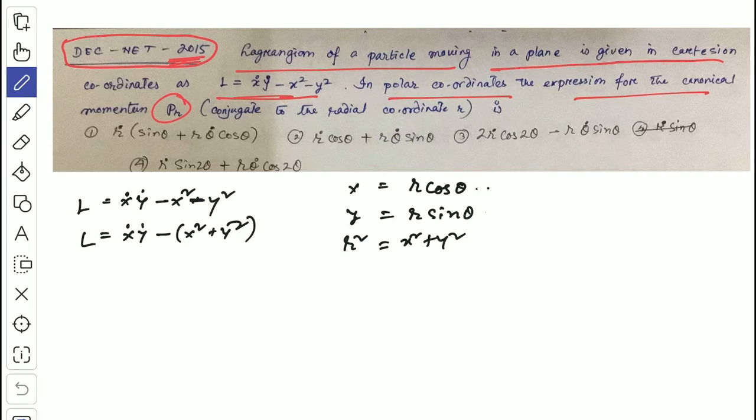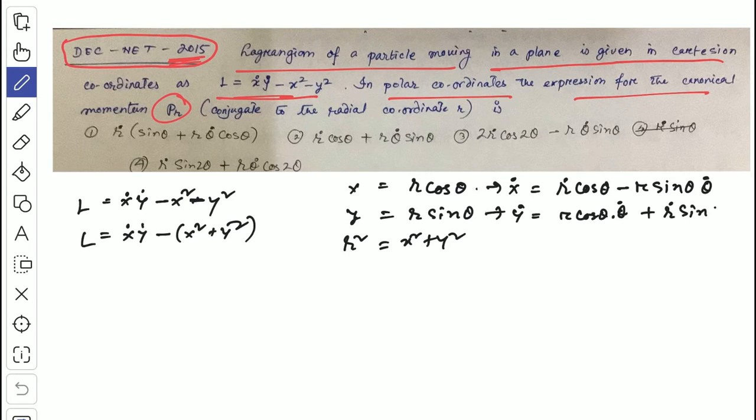Now if you find x dot from this equation, then what will you get? x dot will be equal to r dot cos theta minus r sin theta into theta dot. And from here you will get y dot is equal to r cos theta into theta dot plus r dot sin theta.